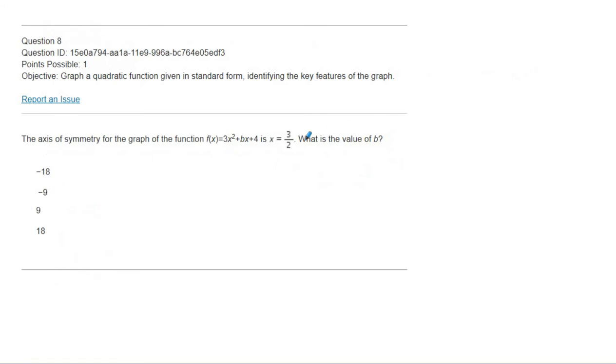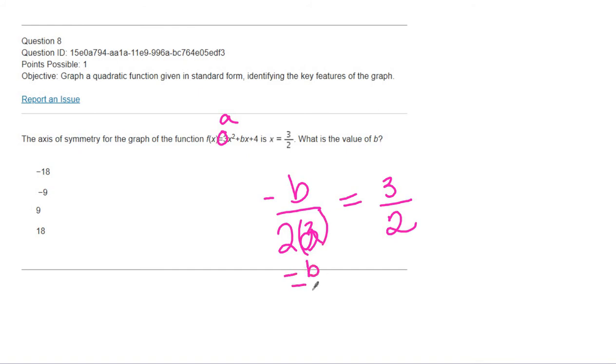And then on this one, the axis of symmetry, there's actually an equation that we don't spend too much time on. That equation is negative b over 2a. They're essentially asking what the b value would have to be if the axis of symmetry is 3/2. Your a value in this case is the first one, so right there it's 3. So I can simplify this a little bit and say negative b over 6 is equal to 3/2.